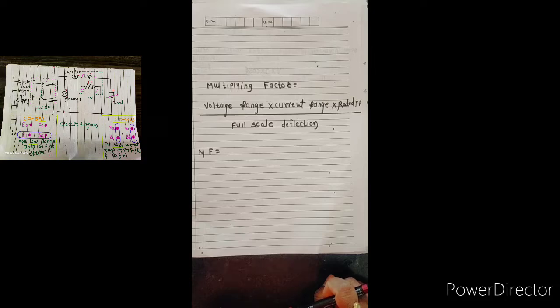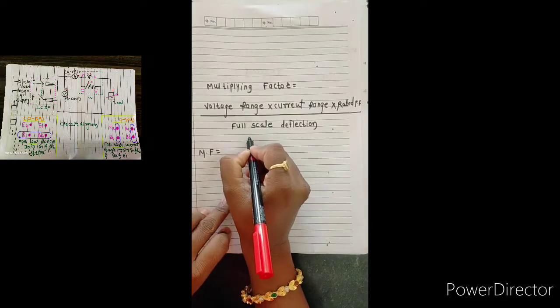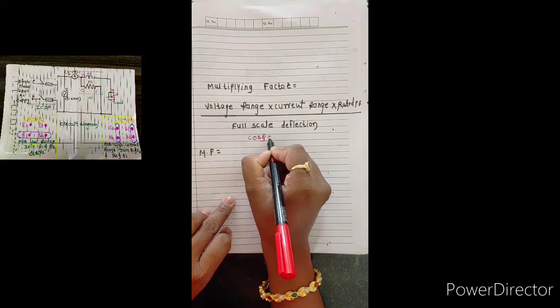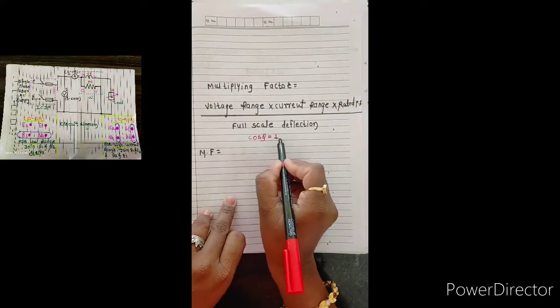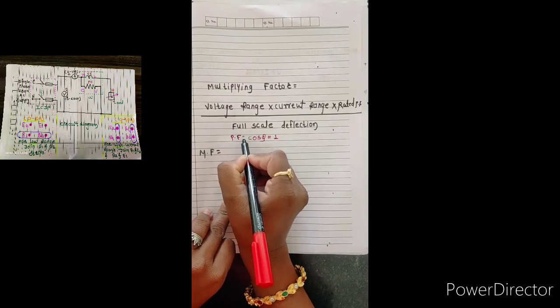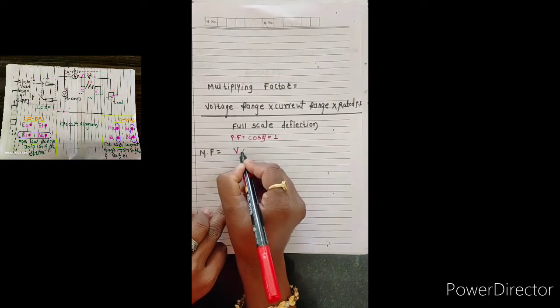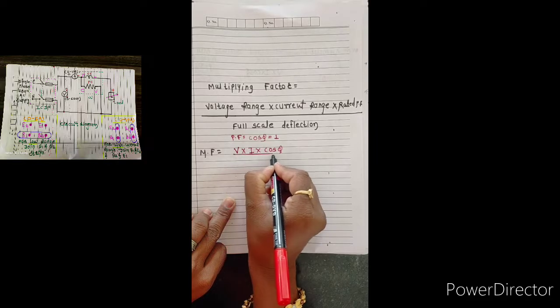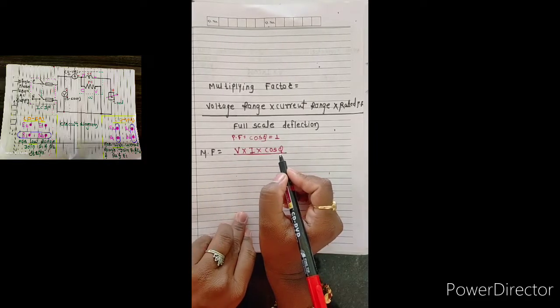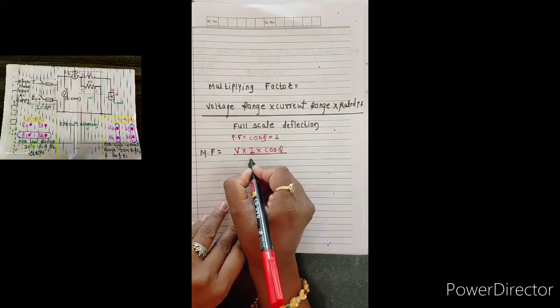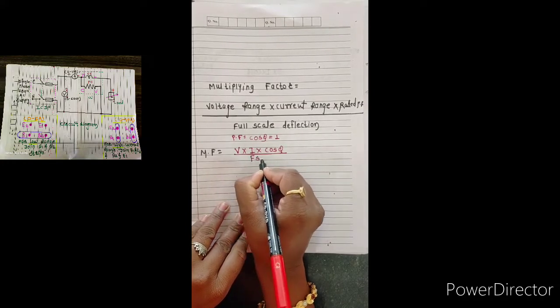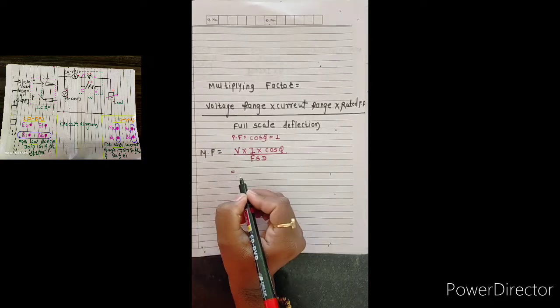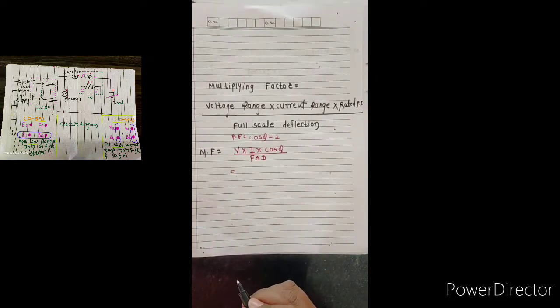And the rated power factor depends on the type of load. We are using the resistive load bank. Therefore, our cos phi will be equal to 1. So, for cos phi equals 1, this will be our power factor. So, multiplying factor is nothing but V into I into cos phi divided by full scale deflection. That means the last range of our wattmeter, that will be FSD, full scale deflection. Here we are taking two ranges of the current. Therefore, for two different cases, we have two multiplying factors.